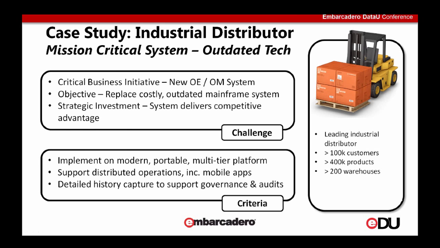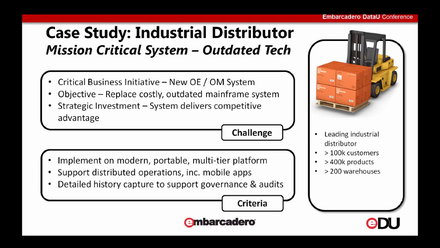We've got an industrial distributor. They have a mission-critical system, their order entry and order management system, based on outdated technology. So the objective is pretty straightforward. It's to replace that costly, outdated mainframe system with something that's more modern, portable, flexible, and cost-effective. This is a strategic initiative for the company because for a wholesale distributor, this sort of system, the order management system, delivers competitive advantage. So this is the high-level challenge.